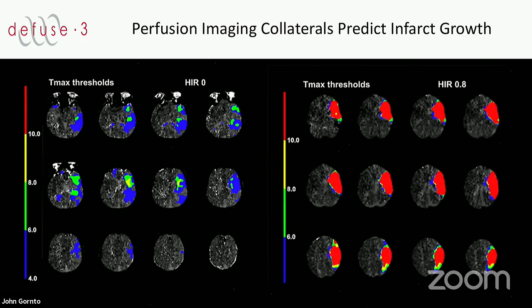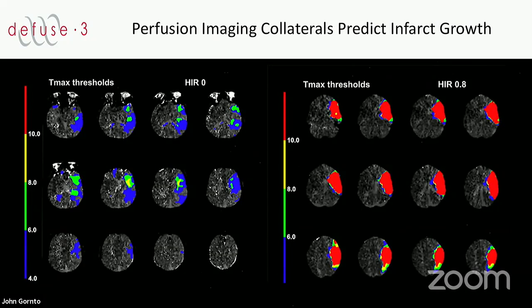At the ISC meeting a couple months back in Honolulu, there were a large number of presentations about perfusion imaging-based collaterals. We're very excited about this because they can predict how fast that ischemic core is growing. Are you in the green zone with a very slow-growing core, or are you in the yellow or red zone where that core is growing much more rapidly?